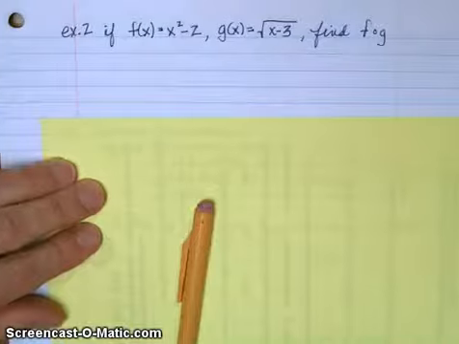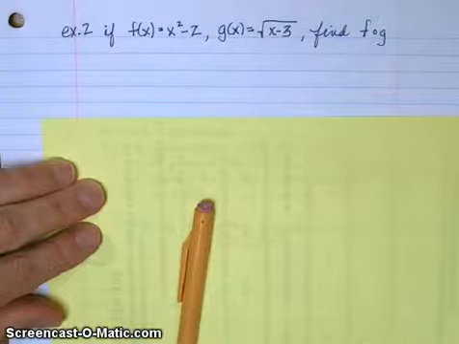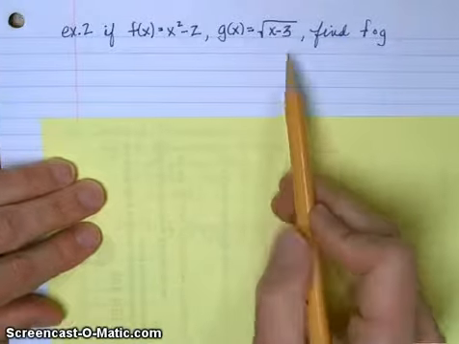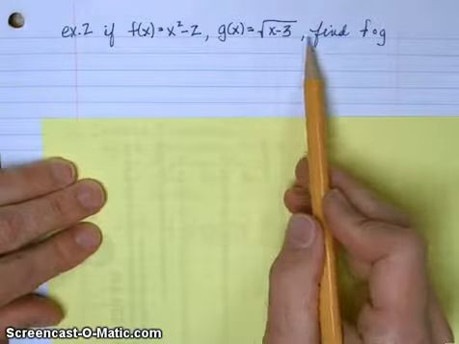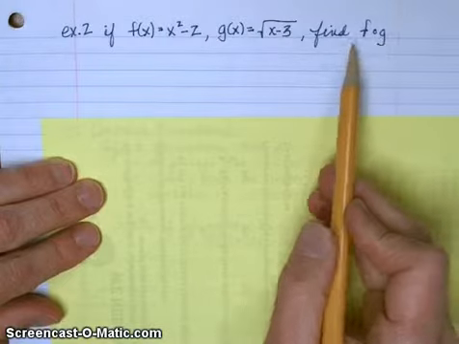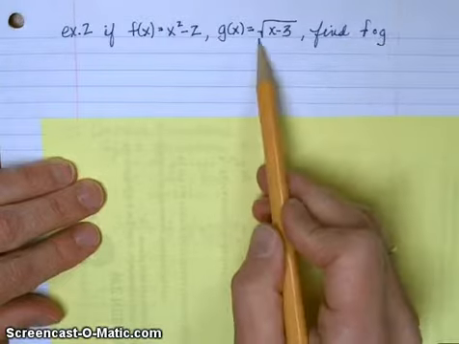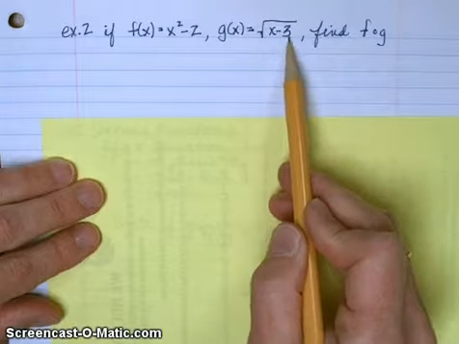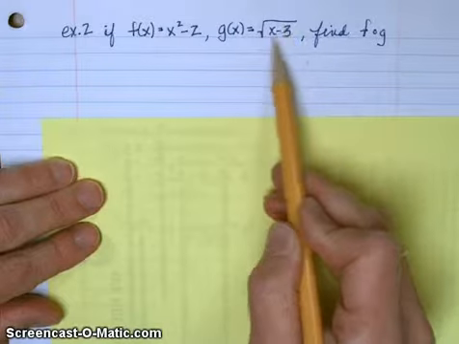Example 2 says if the function f is x squared minus 2 and g is the square root of x minus 3, find f composition g. Well, we need to establish some things right away. This radical function has a restricted domain, right? Because we need this value to be positive.